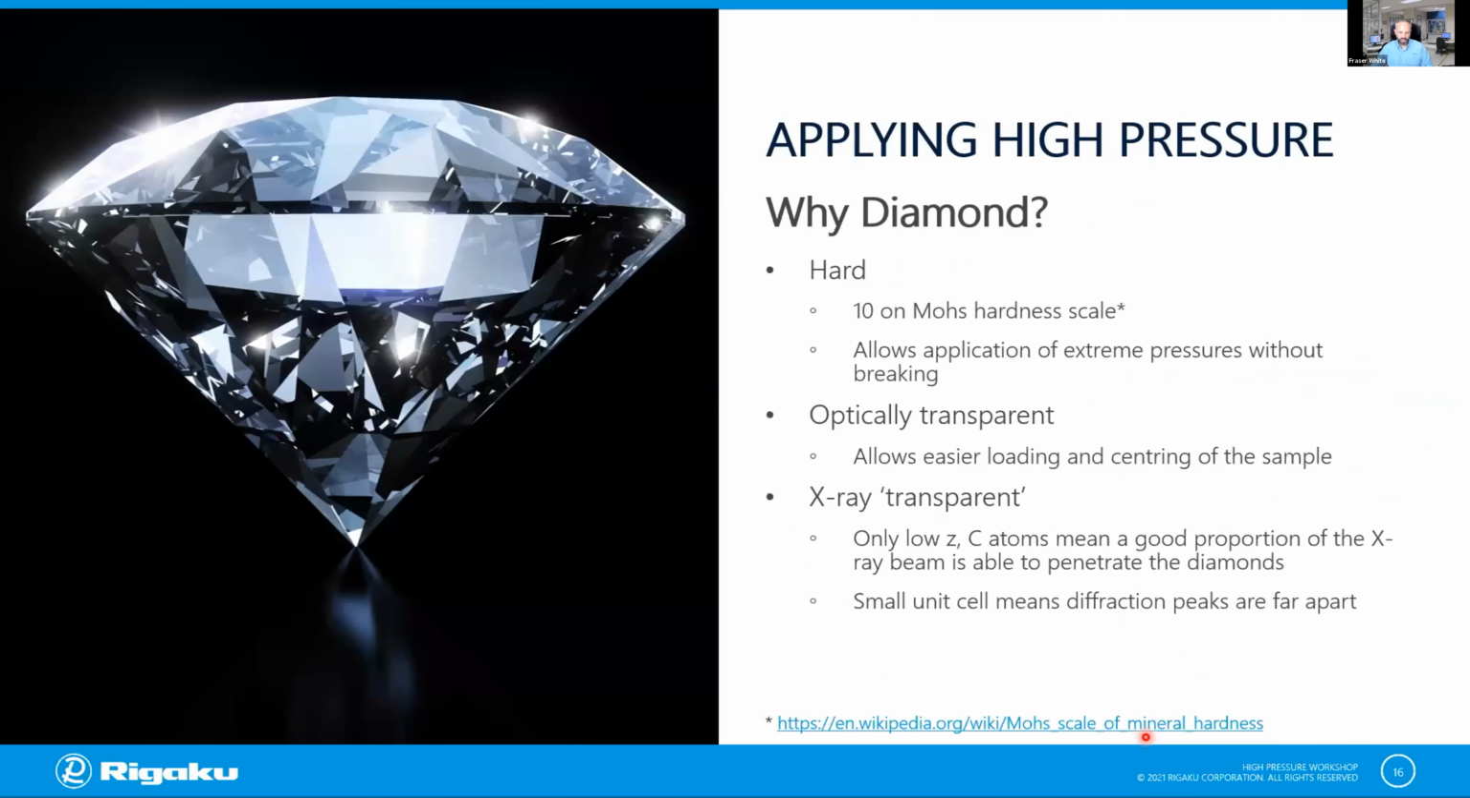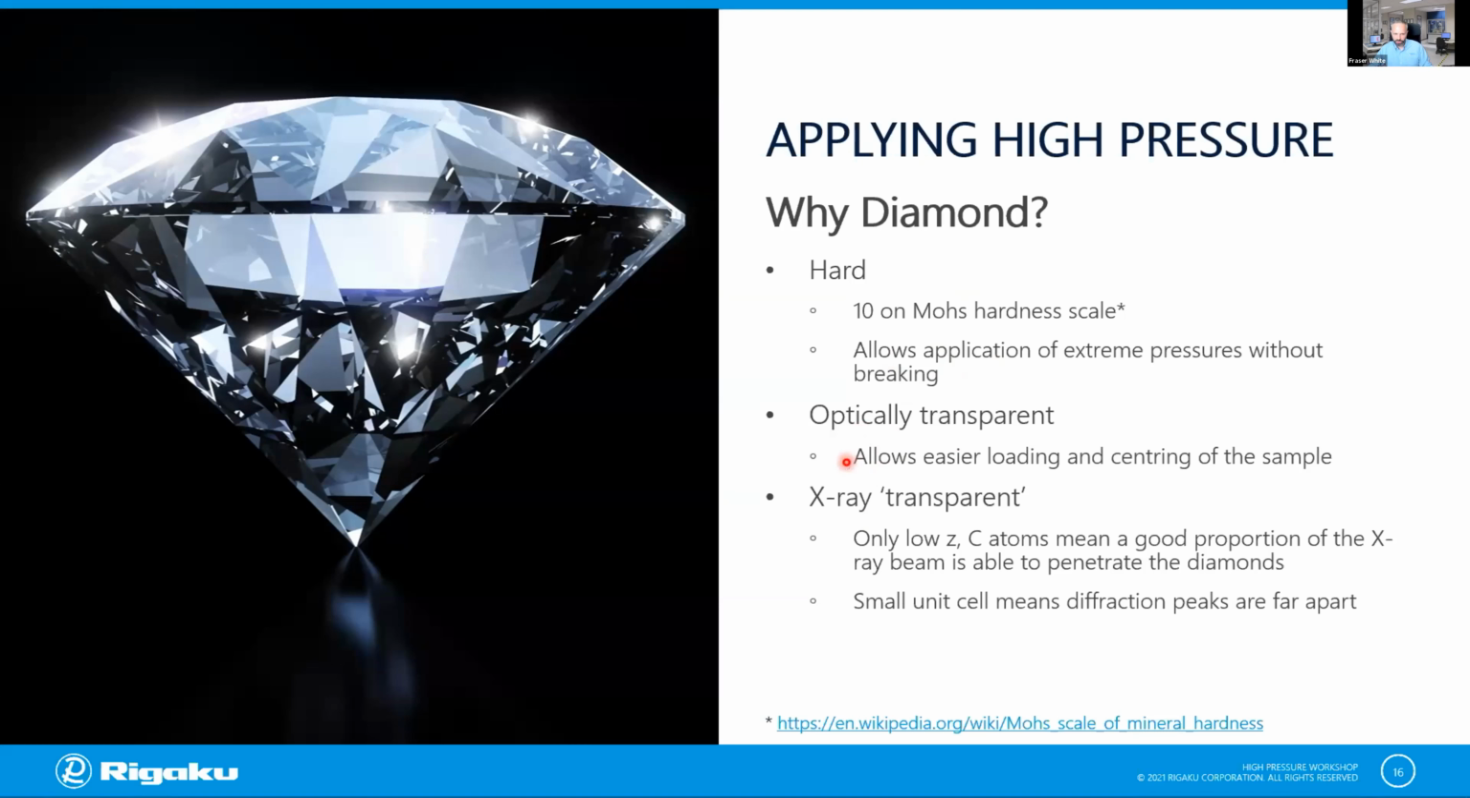So why do we use diamond instead of cheaper materials? That's basically because they have several properties that are of value to us in this. So they're very hard. So they're capable of achieving the pressures that we need without breaking, although sometimes they even do break, depending on how carefully the pressure has been applied. They're optically transparent, so that means that once the sample is inside, we can align the crystal into the X-ray beam because we'll be able to see it through the diamonds.